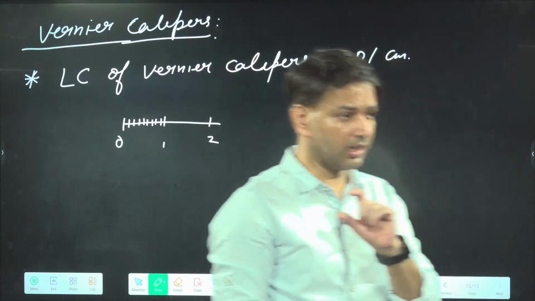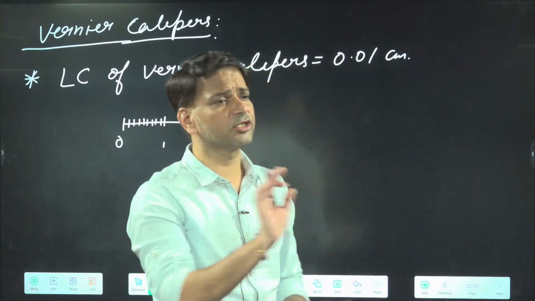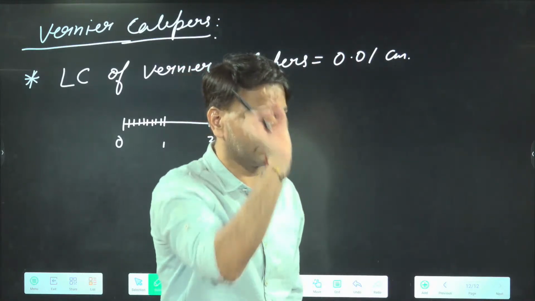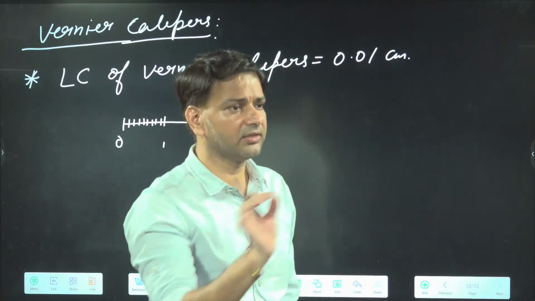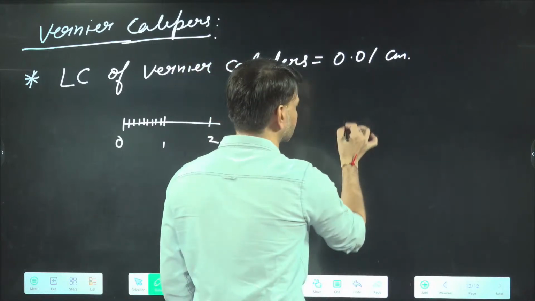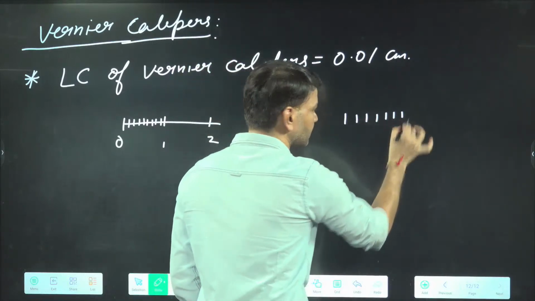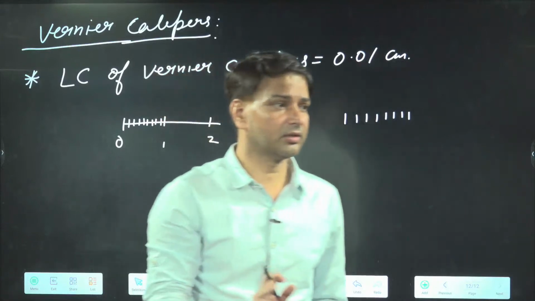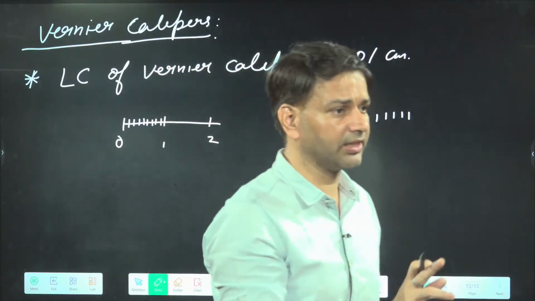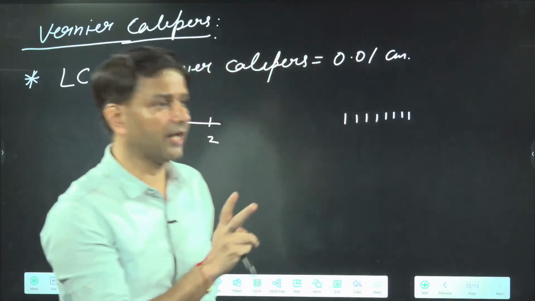And the other one is what? There is no marking on it. Only divisions are made. In the other scale, there are only divisions. They will make the divisions like this, equal divisions. That scale is called the vernier scale. So in a vernier calipers, we have two scales.